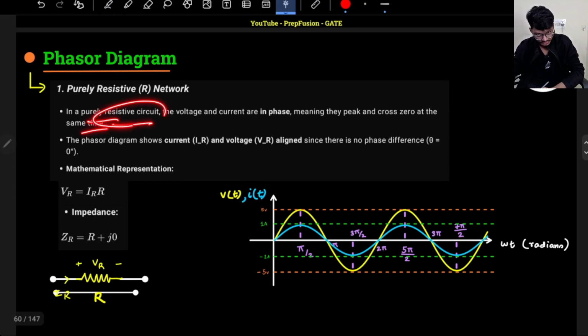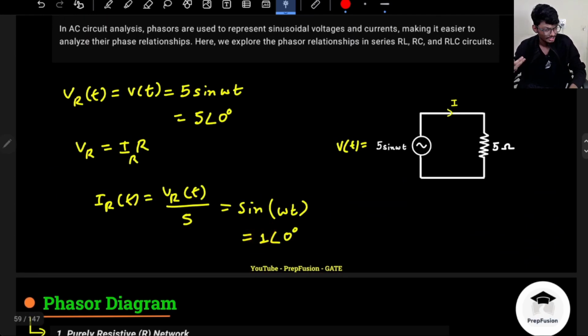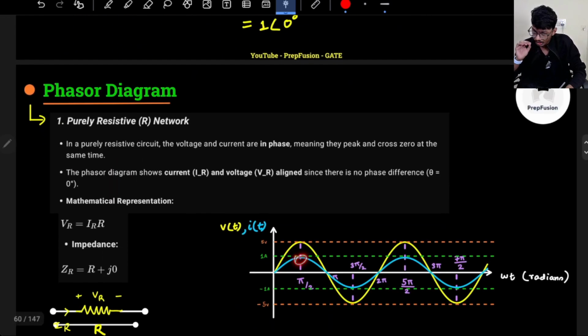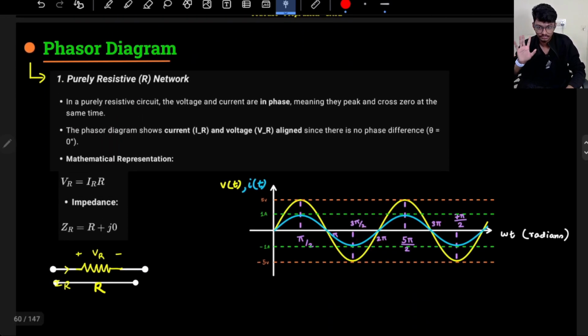In a purely resistive circuit, the voltage and current are in phase, meaning they peak and cross zero at the same time. Basically the peak will happen at the same time and the zero crossing will also happen at the same time. Of course the peaks will be different, because for the current peak we are dividing by the resistor, so the peak value will be different depending on the resistance value. But the peak will occur at the same time and the zero crossing will also occur at the same time. That is what we mean by two voltages being aligned. So the phasor diagram shows there is no phase difference.